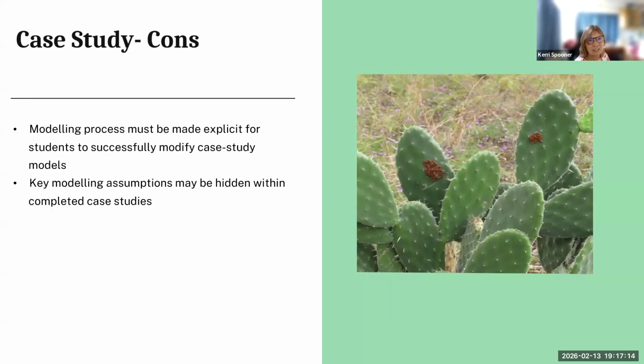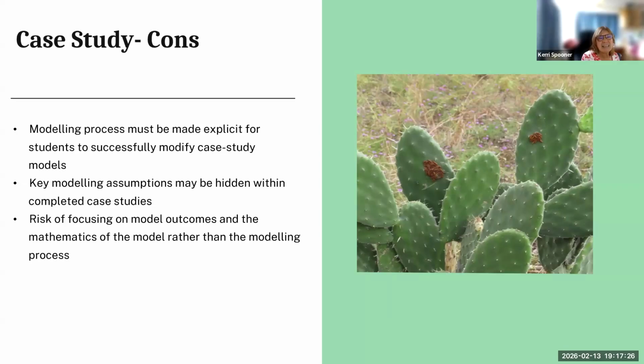Again, make sure you're teaching them a really explicit modeling process. The students have that as a scaffold for when they get to the modifying the case model stage. Some key assumptions may be hidden. There is a risk we saw of students focusing on the model outcomes and the mathematics of the modeling rather than the modeling process. But again, the solution to that is making sure the modeling process is explicit for the students and in front of them.